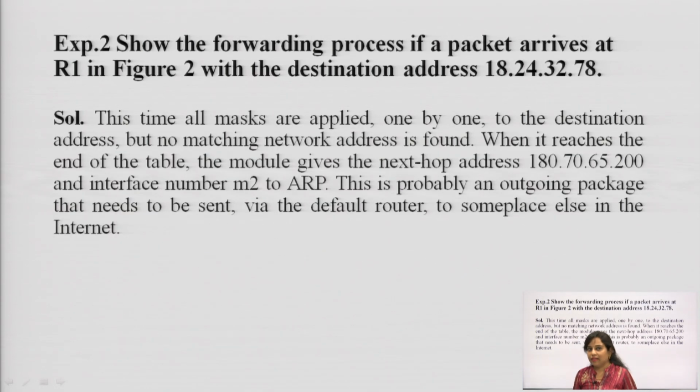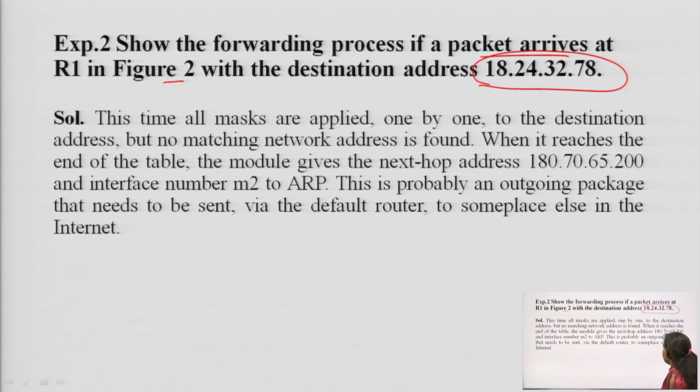Now, this is the second example, to show the forwarding process if a packet arrives at R1 in figure 2 with this destination address. In this question we first have to show the forwarding procedure if a particular packet has arrived at router R1 with a destination address which is written over here, 118.24.32.78. So, this is the destination address.